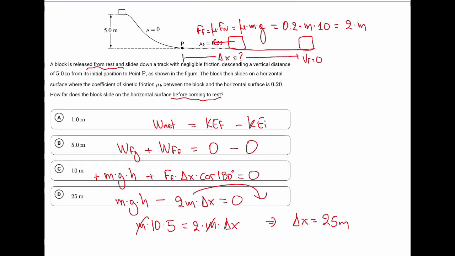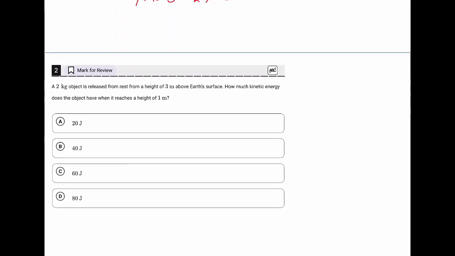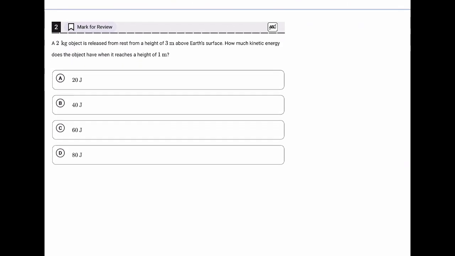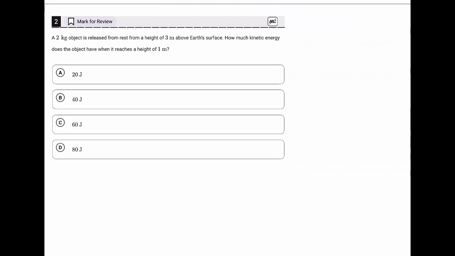We can continue to the next question, which is an object that is released from rest from a height of 3 meters, and we need to find the kinetic energy of the object as it falls and reaches a height of 1 meter. Now, in some cases this is an easy question, but if we are not sure about what we can do in order to answer this, one thing that we can do to help ourselves is a diagram.